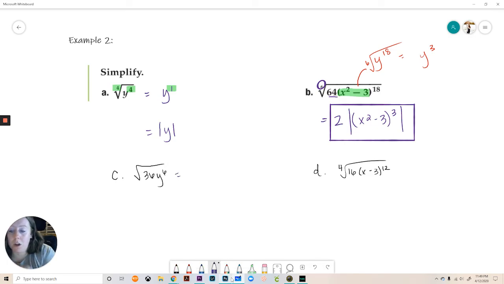So what I'm going to do on part C is I'm going to take the square root of 36, which is just 6. All of these coefficients, you don't need to worry about the absolute values around those, because the square root of 36 is 6, because we're focusing on the principal roots. So y to the 6, if I take the square root of that, this is like a 2, and I always like to just divide those two numbers. So y to the 6 divided by 2 is 3, so this is going to be y to the third. However, it's an even root of an even power, so we're going to have the absolute value of y to the third.